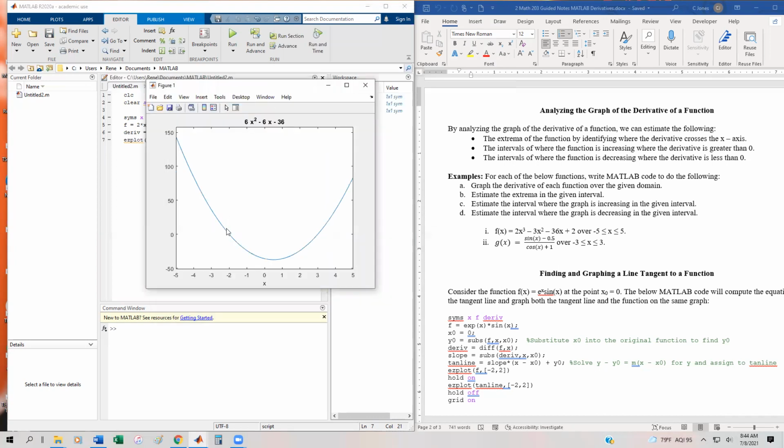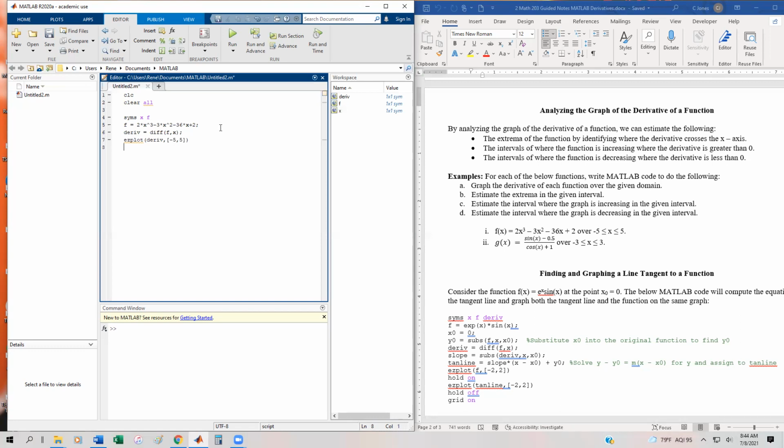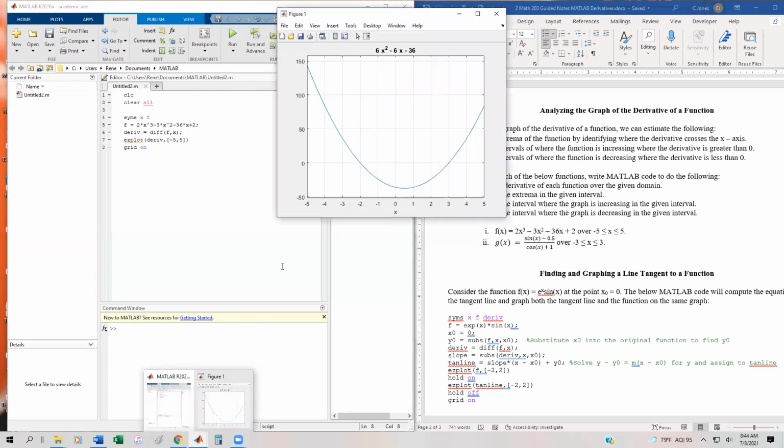And it looks like maybe right about here is where we cross the x-axis, and that would indicate the extrema. Remember, the extrema of a function is found where the graph of the derivative crosses the x-axis. Now, what might be helpful for us is to turn the grid on. So I'm going to do that, and I'm going to run this again, and hopefully it doesn't take as long as the previous execution.